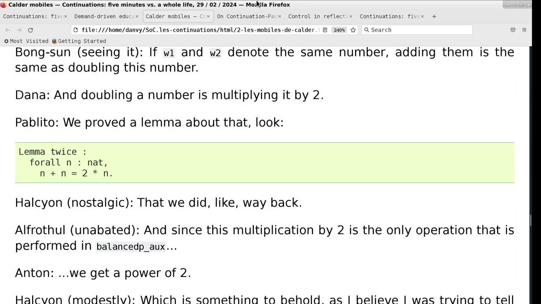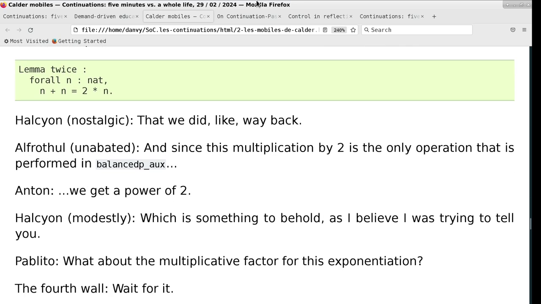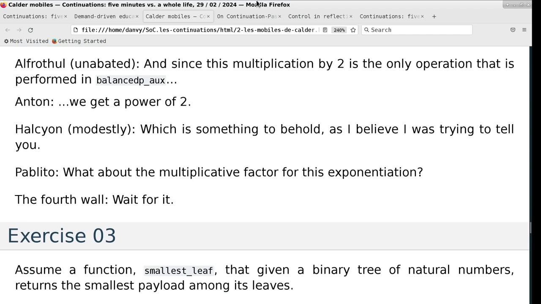We prove something more about that, dude. Yes, the guys who did CS3234, which is going to be the first, prove that for all n, n plus n is 2 times n. That we did, like, way back. And since this multiplication by 2 is the only operation that's performed in balance DP aux, we get a power of 2. Which is something to behold, as I believe I was trying to tell you.